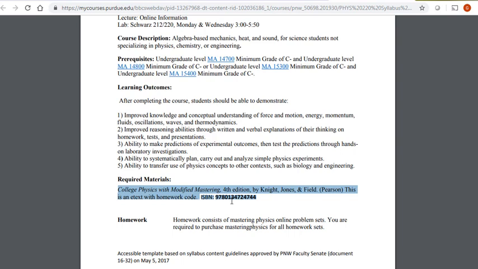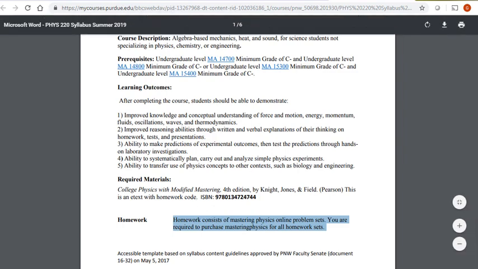Okay, so I know there's other places of buying this online through Amazon and things like that, but I think the cheapest place is getting it directly through Pearson, and in a few minutes I'll show you how to do that. If you've already bought the code somewhere else, don't open it up yet until we have the first meeting on Monday. Homework does consist of these Mastering Physics online problem sets, and you've got to purchase this Modified Mastering e-text with homework code to be able to access the homework. Okay, good.